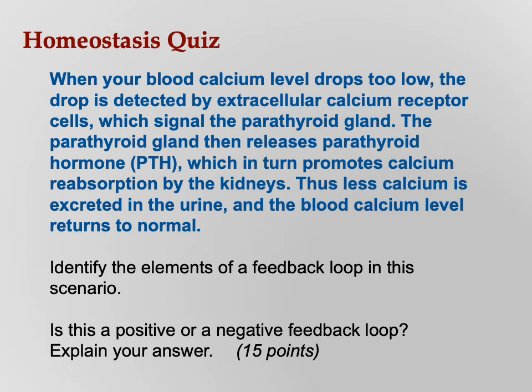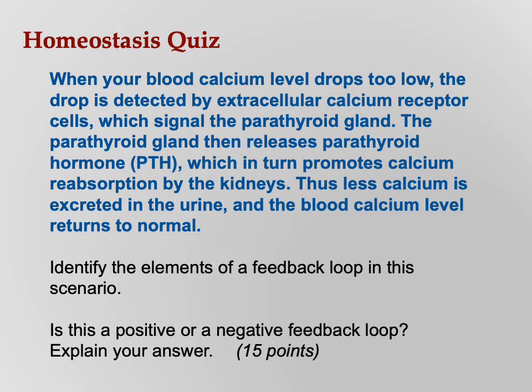So when your blood calcium level drops too low, the drop is detected by extracellular calcium receptor cells, which signal the parathyroid gland. The parathyroid gland then releases parathyroid hormone, PTH, which in turn promotes calcium reabsorption by the kidneys. Thus, less calcium is excreted in the urine, and the blood calcium level returns to normal.